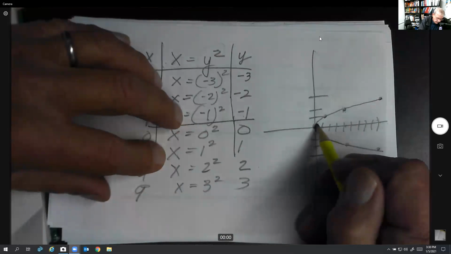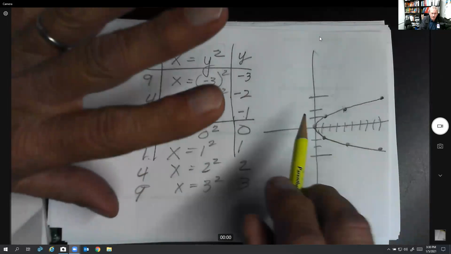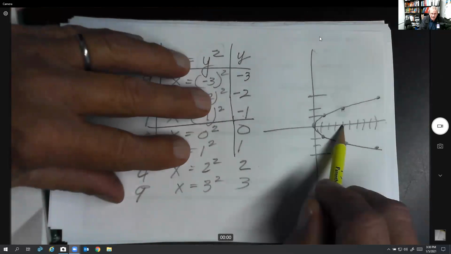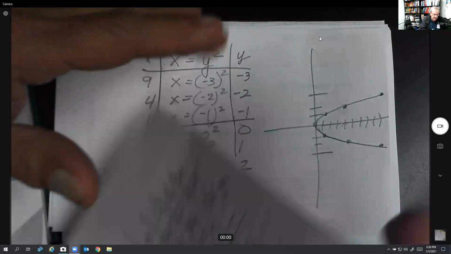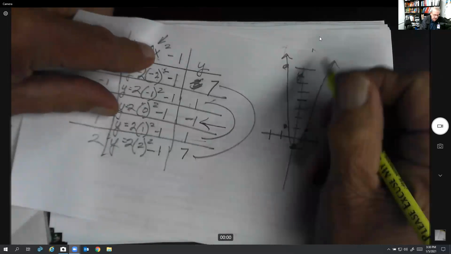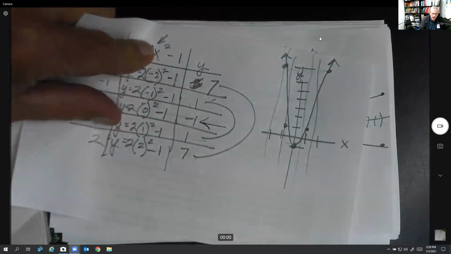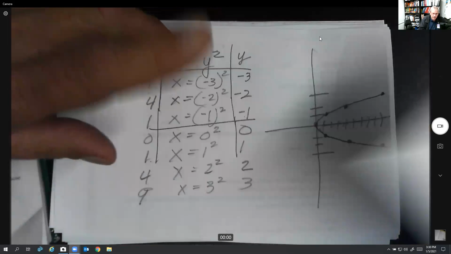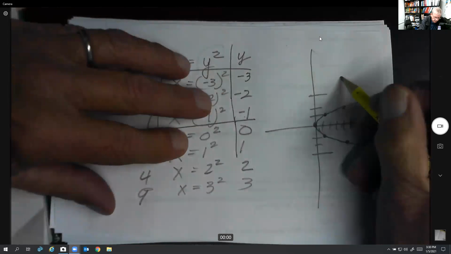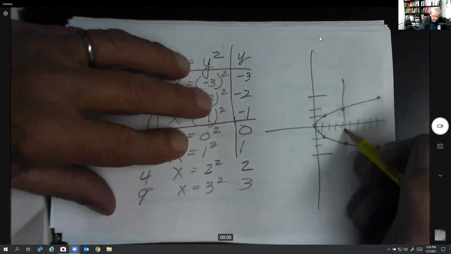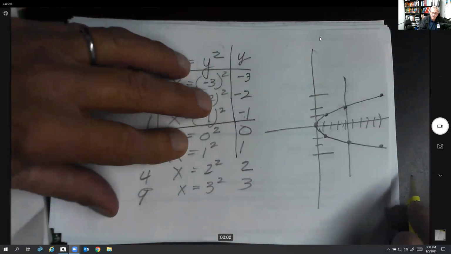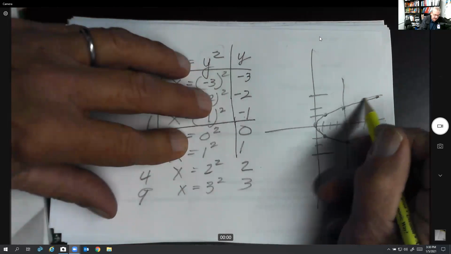Okay, and the reason this is so hard for us sometimes to visualize is because this is not a function. This is a function. A function is when we can draw a straight line through this graph only one time. But if we draw a vertical line through this, it's going to go through it twice. That's what means it's not a function.